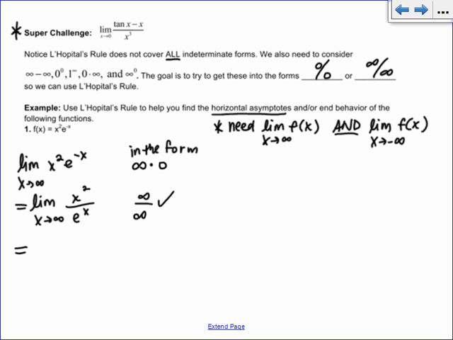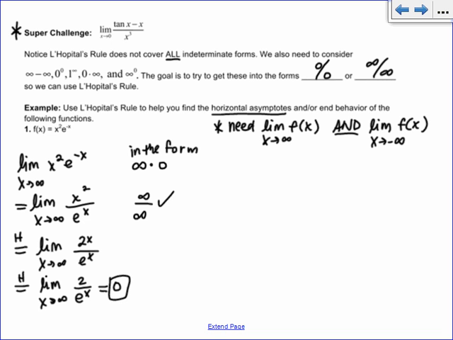All right, so when I take the derivative of the top and the bottom, so I do L'Hopital's rule, I get 2x over e to the x, still infinity over infinity. So I do it again. So I get 2 over e to the x. So what does it go to? 2 over a really, really huge number. 0. Yeah. So the first horizontal asymptote is 0.